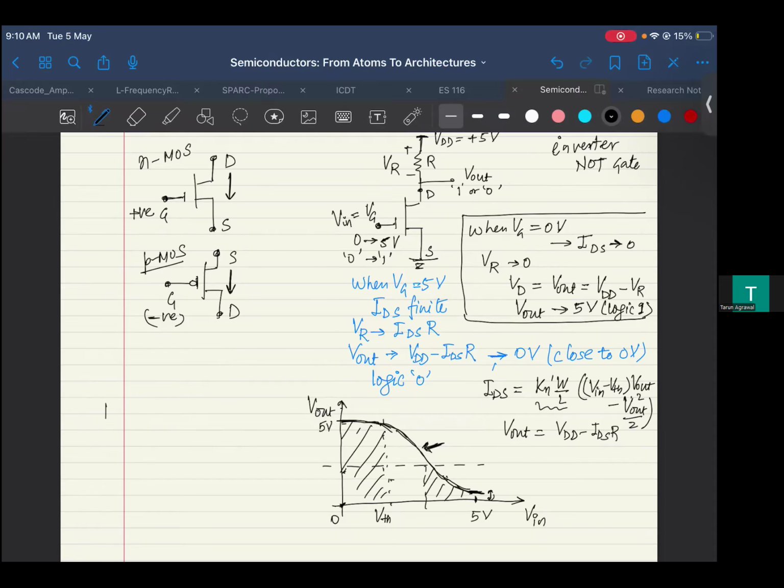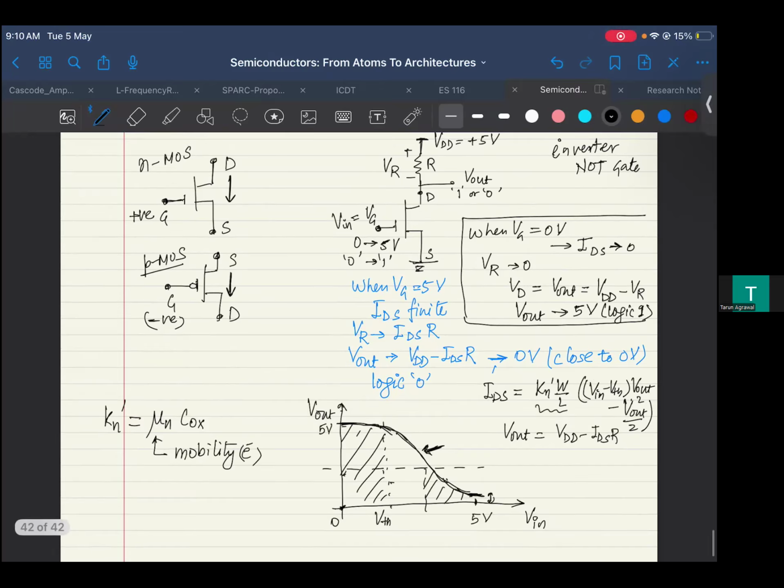So for example, Kn, if we expand this, is mu and Cox, and we have also talked about the mobility of electrons. Here, this is the electron mobility. So if this is the electron mobility and that is a device property, it is affecting the way your input output curve looks like, right? So this is a very interesting exercise one can do in a software like, I would suggest, LTSpice, for example.